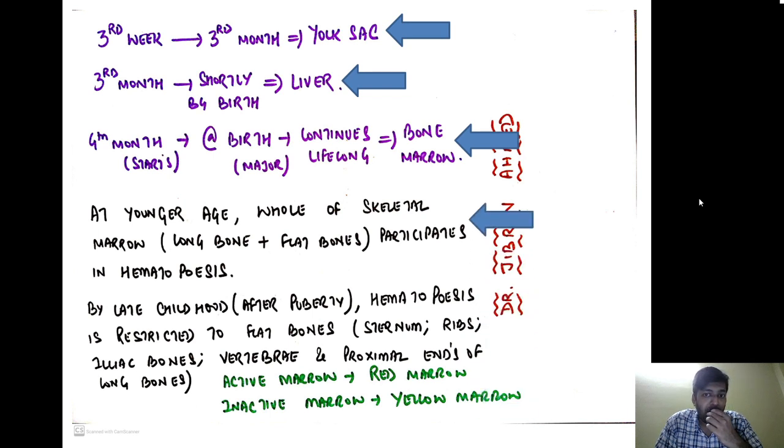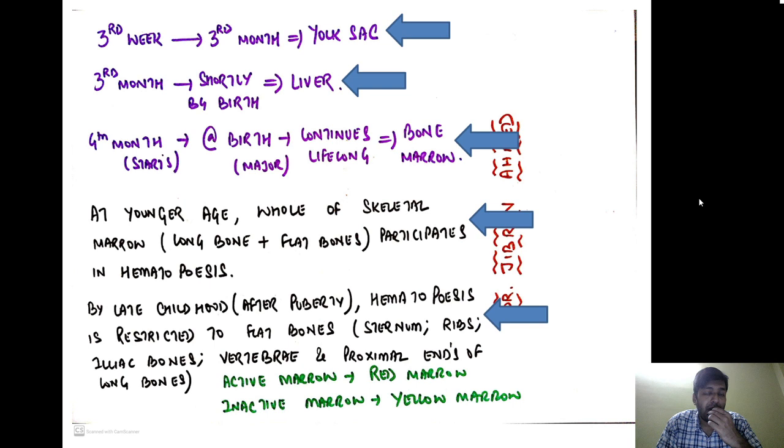Remember one important point: at a younger age, the whole of the skeletal marrow, including the long bones and the flat bones, participates in blood cell formation. But by late adulthood, that is after puberty, hematopoiesis is restricted to the flat bones. What are the flat bones? The sternum, ribs, iliac bones, vertebrae and the proximal ends of long bones.